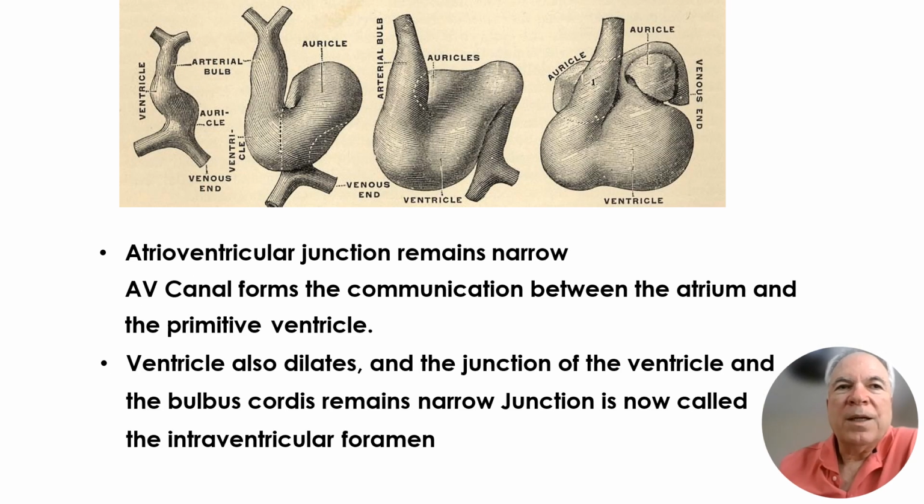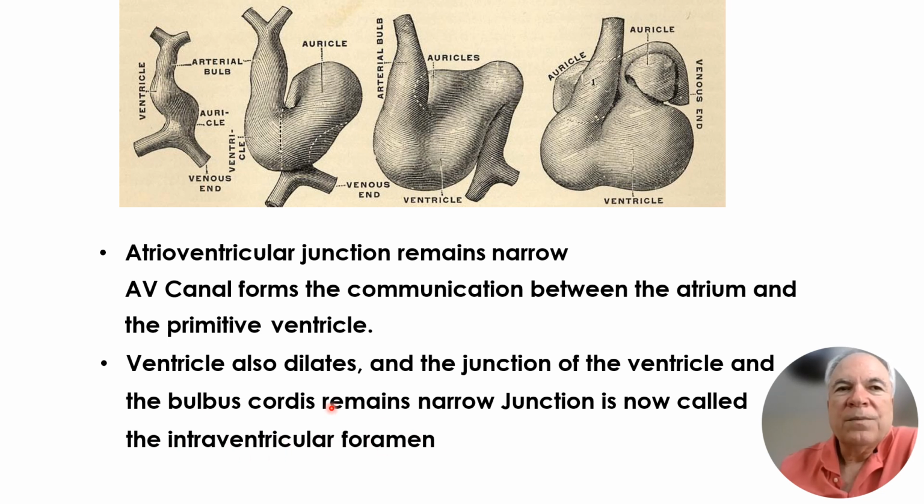Here's another picture now. The atrioventricular junction remains narrow. That's where the mitral and tricuspid valves are going to form. The AV canal forms the communication between the atrium and the primitive ventricle. So there's one opening between the atrium and the ventricles. And the ventricle also dilates, and the junction of the ventricle and the bulbus cordis remains narrow, and that's called the intraventricular foramen. That's where the ventricular septum is going to form.